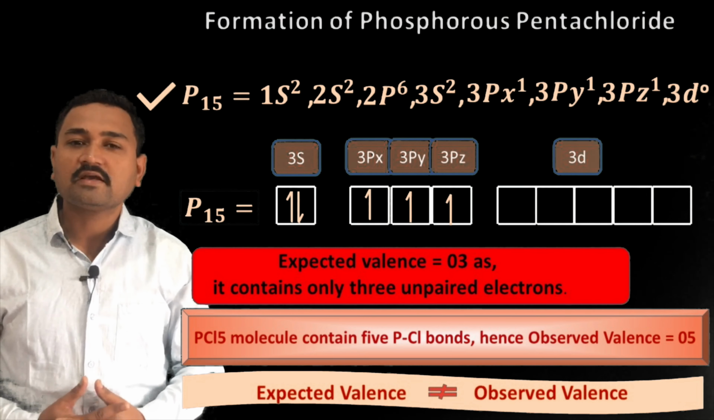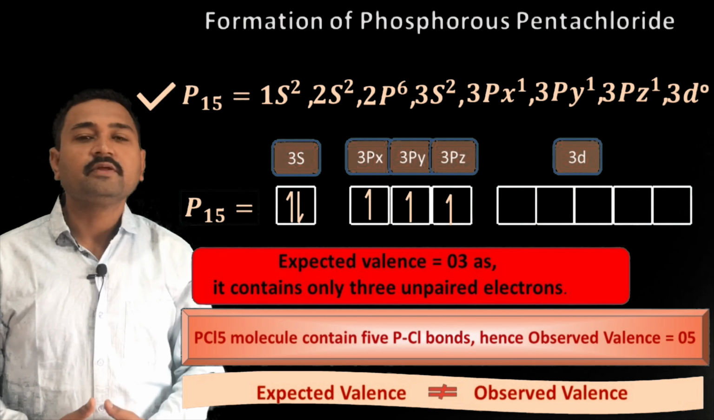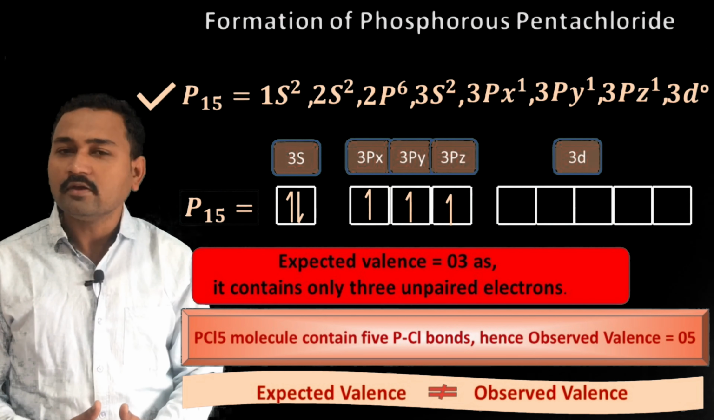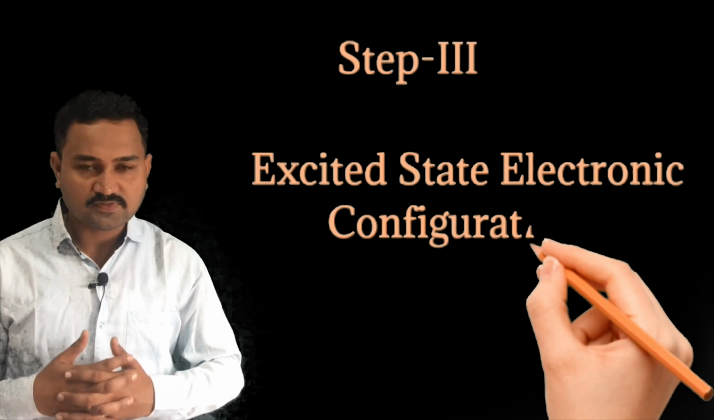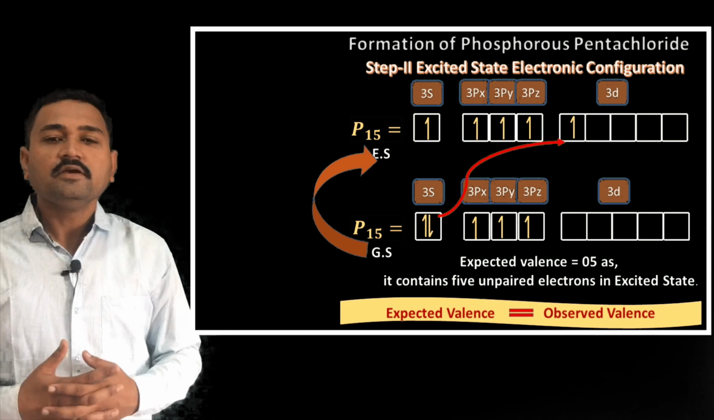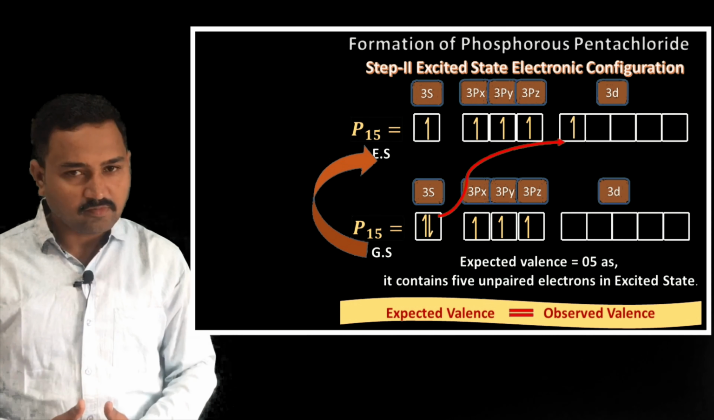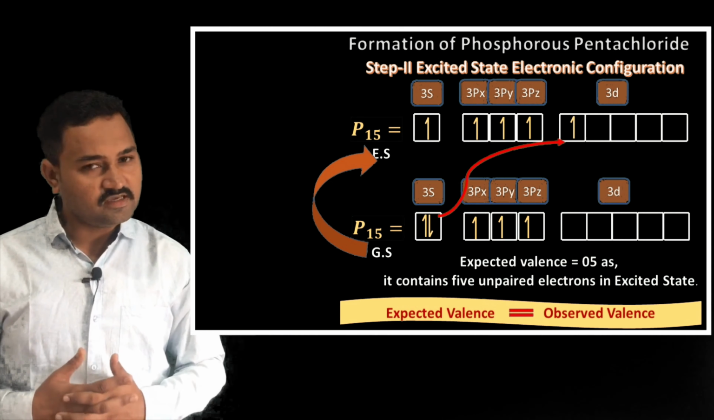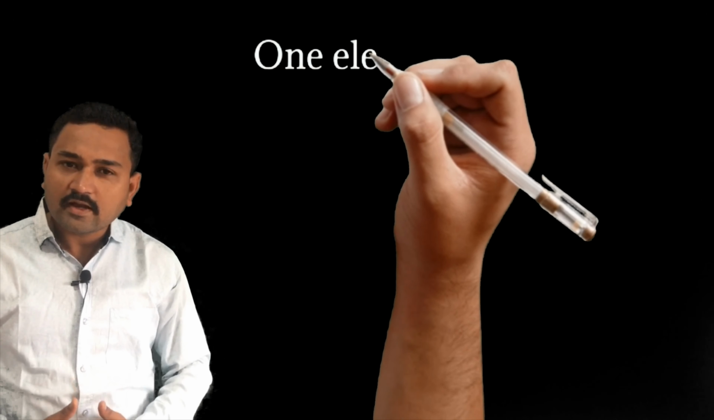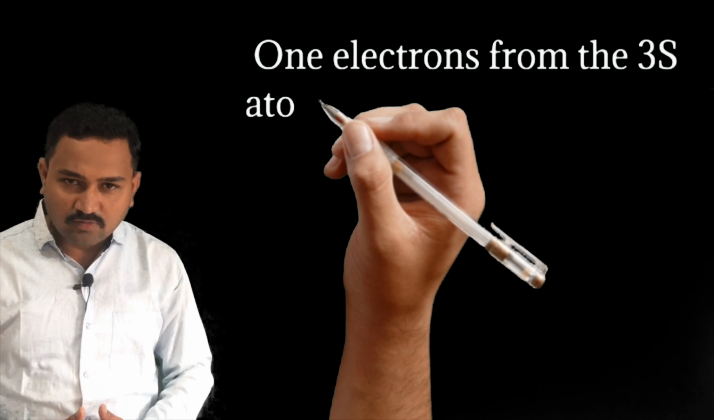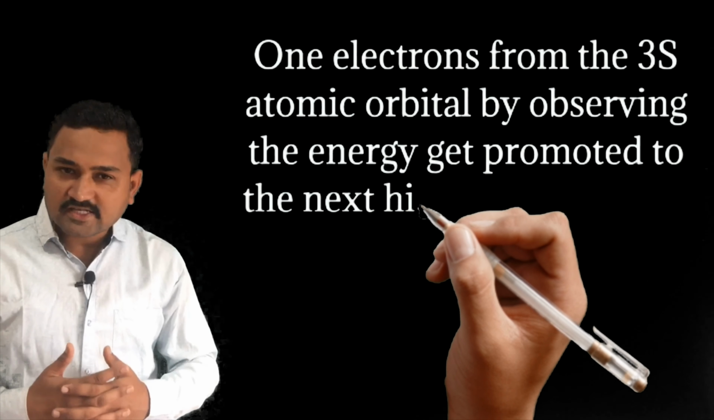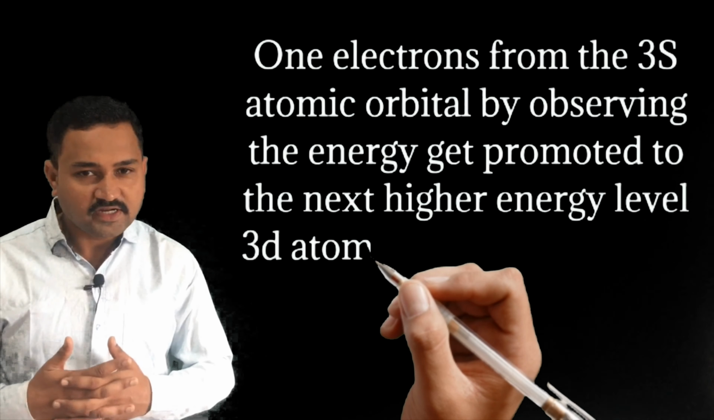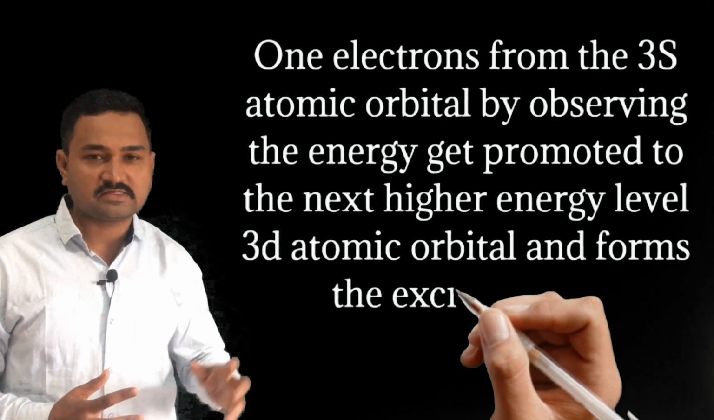Hence, there will be excitation of an electron during the formation of this phosphorus pentachloride molecule, which is our next step. So the next step is the excited state electronic configuration of the phosphorus atom. Here in the formation of the phosphorus pentachloride molecule, there are 5 P-Cl bonds. Hence, 1 electron from the 3s atomic orbital, by absorbing energy, gets promoted to the next energy level, that is a vacant 3d atomic orbital, and forms the excited state.